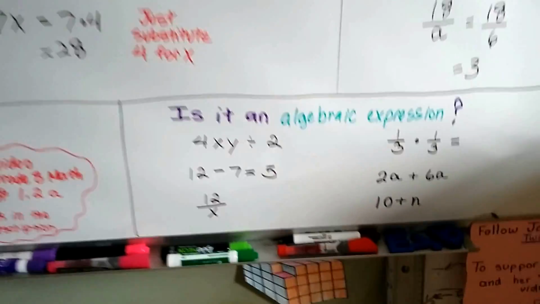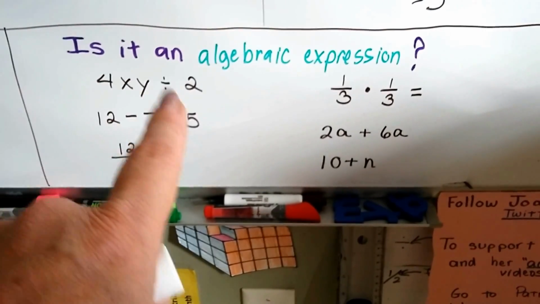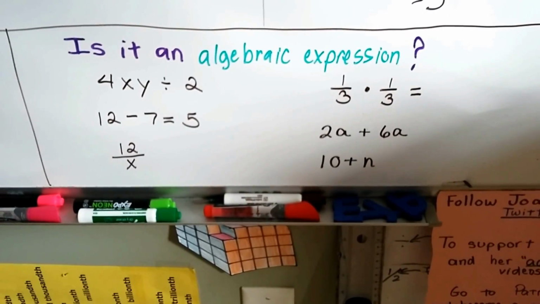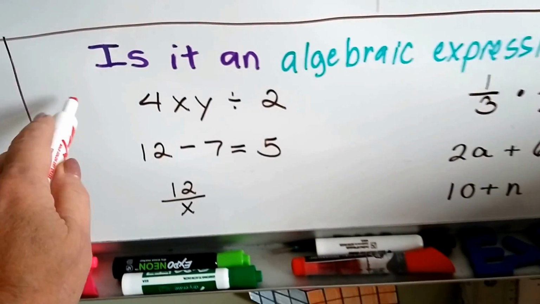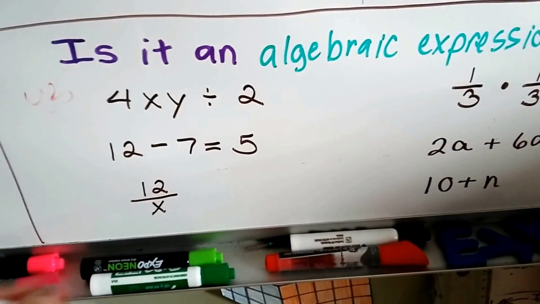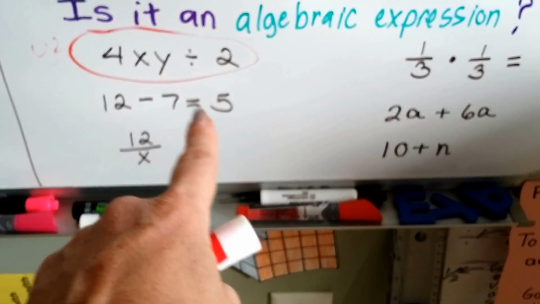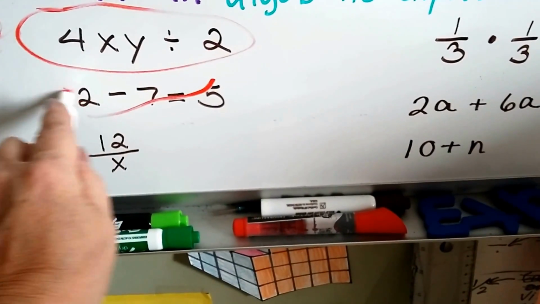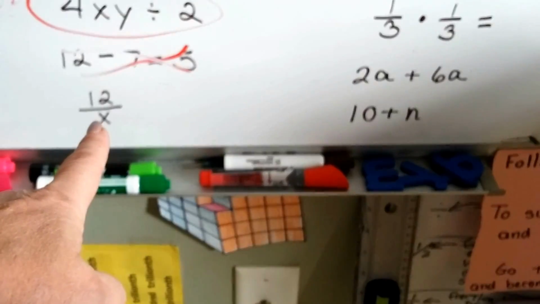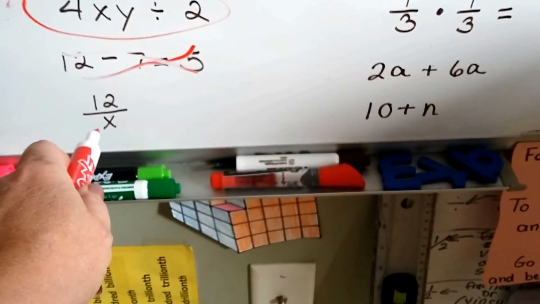Now, here's the other thing I want to go over with you, and is it an algebraic expression or not? Is 4xy divided by 2 an algebraic expression? It absolutely is. There's no equal sign, and it has at least one variable. So this is yes. Okay? So this is an algebraic expression. Okay? Is 12 take away 7 equal 5 an algebraic expression? No. It's got an equal sign, so that one doesn't count. How about 12 over x? Is that an algebraic expression? Well, it certainly is. That's a little division problem with one variable x. So this is an algebraic expression.